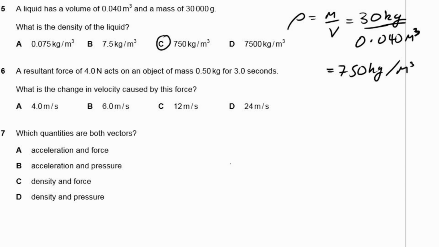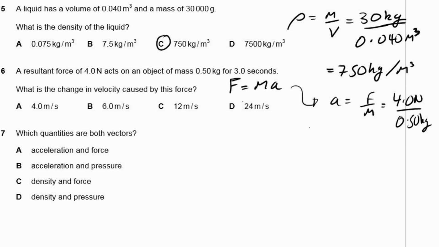6. A resultant force acts on an object of mass 0.5 kilograms for 3 seconds. What is the change in velocity caused by this force? Okay, so this is a two-parter. First we need F equals ma. Force is mass times acceleration, and we want to calculate the acceleration. It's force divided by mass, which is 4.0 newtons divided by 0.50 kilograms, which will give us a value for the acceleration of 8 meters per second squared.